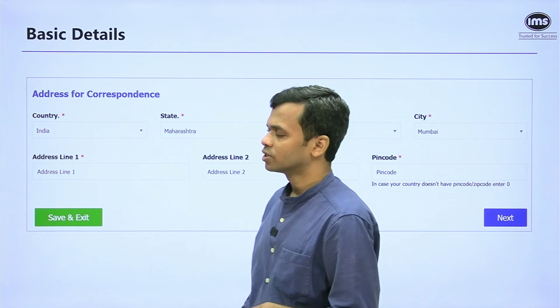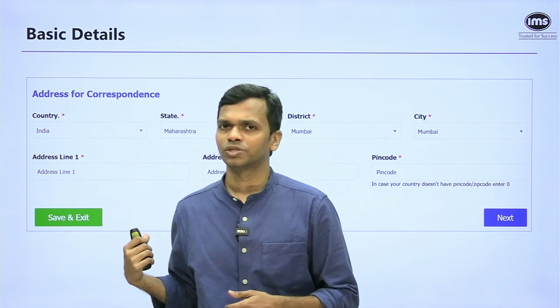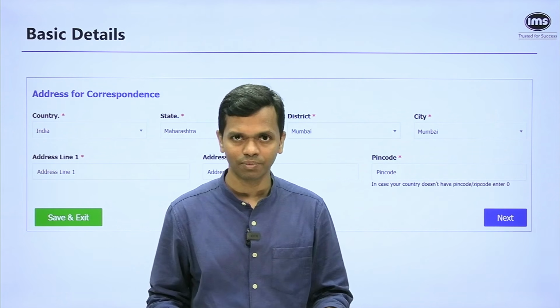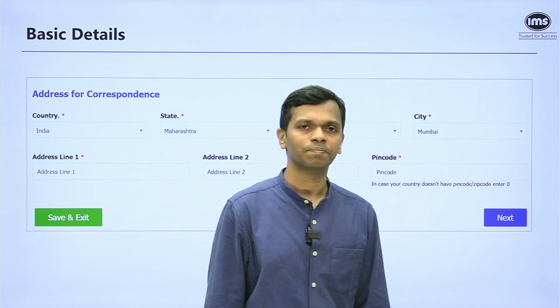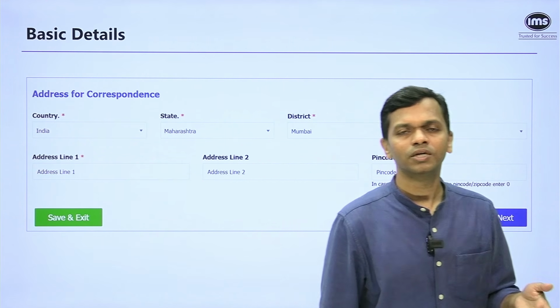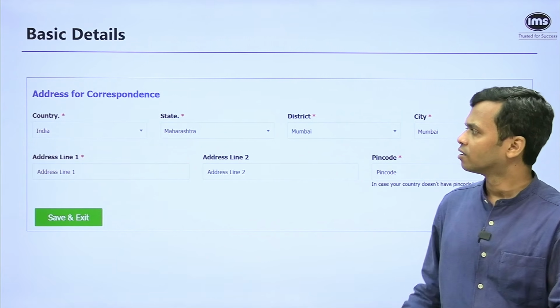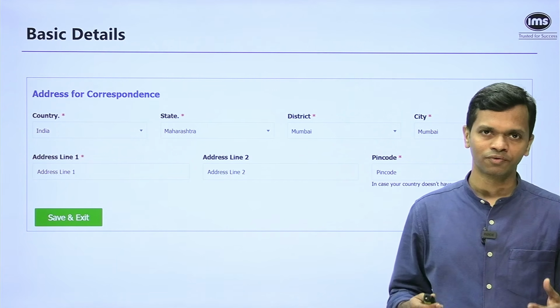So once you do this, now at any point of time, you can always do save and exit. But since we have completed all of these steps and done them accurately, we go to the next step. Now, till the time you make the actual payment, all of these fields are editable. Okay, so you can always come back and edit, apart from the ones that got auto-populated from the previous step.